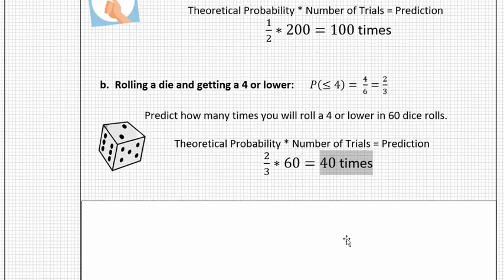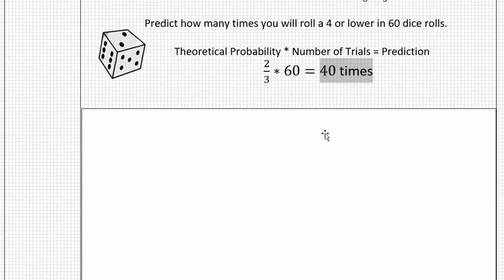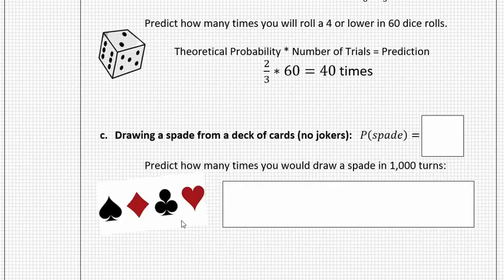Let's try one last example. Now we're thinking about a standard deck of cards, so playing cards with spades, diamonds, clubs, and hearts. We want to think about drawing a spade from a deck of cards with no jokers. So what is the probability of drawing a spade?